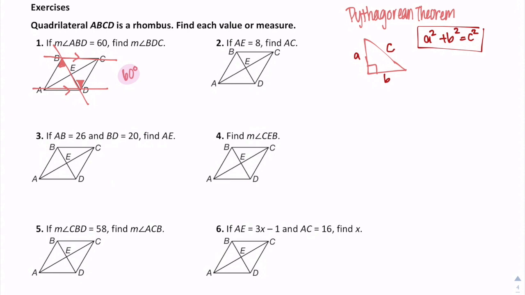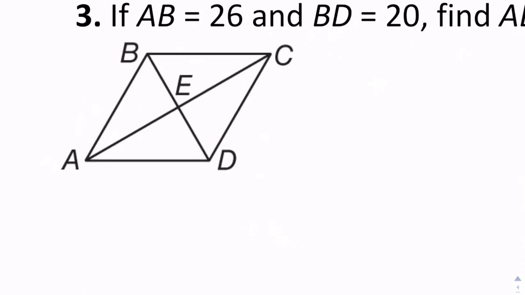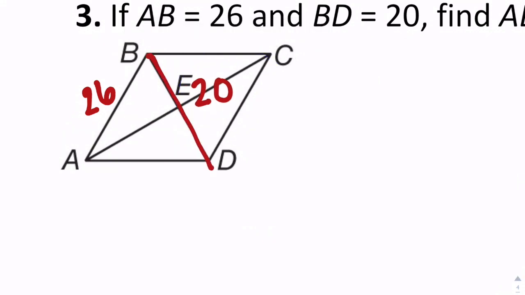So that would be useful in something like, for example, number 3. AB is 26 and BD is 20. Well, if this is a parallelogram and BD is 20, because it's a parallelogram, the diagonals bisect each other, meaning these are congruent, so this right here must be 10.